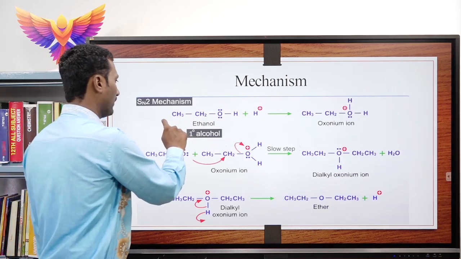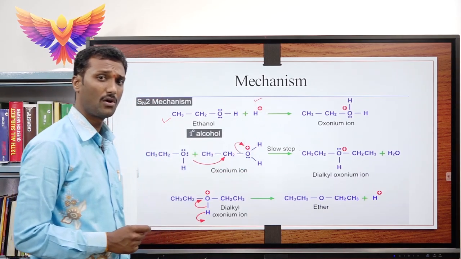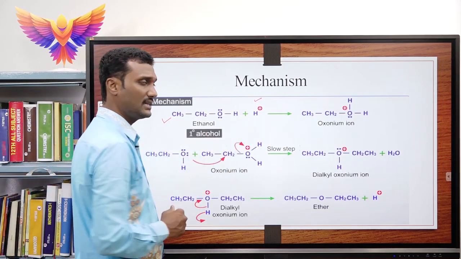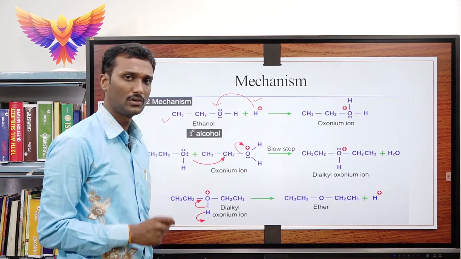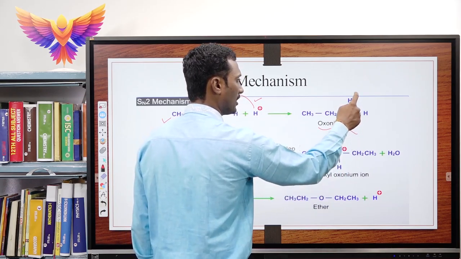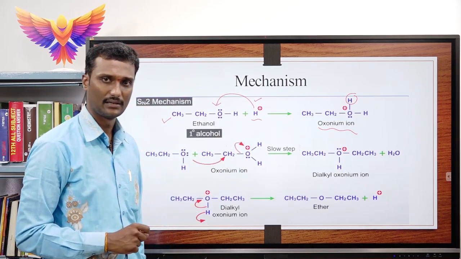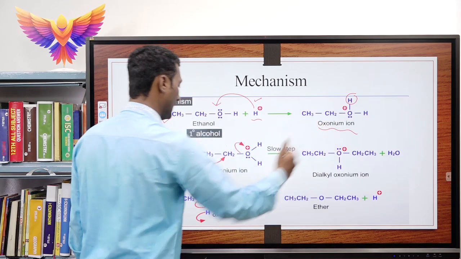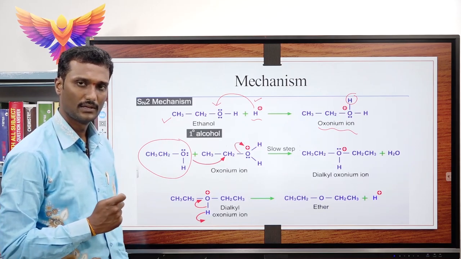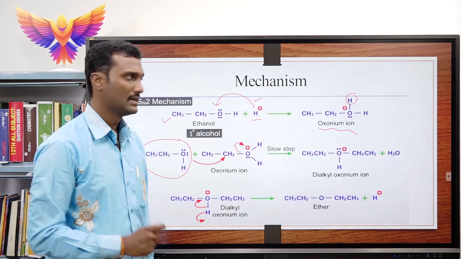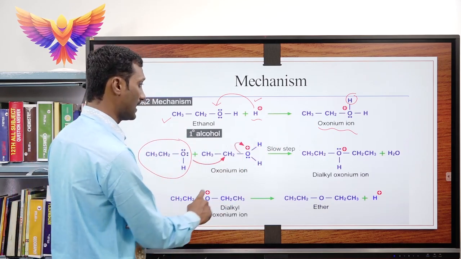In this we have taken an alcohol, initially, and added a few drops of concentrated H2SO4. This hydrogen ion will occupy the oxygen, where there is more electron density, and it gives us an oxonium ion. You can observe the hydrogen is attached from the conc. H2SO4. Now this oxonium ion reacts with one more molecule of ethanol, CH3CH2OH.